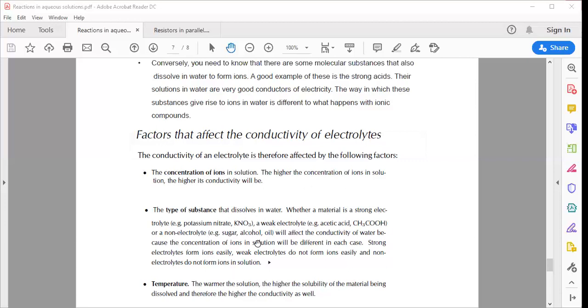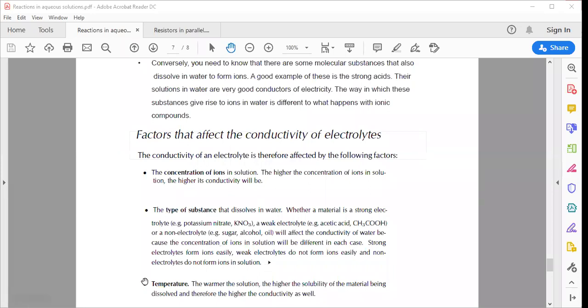Then the next one, you've got your sugar. Sugar, we said it's a molecular compound, therefore it won't form ions. There are no ions present, so it won't conduct electricity. Strong electrolytes form ions easily. Weak electrolytes do not form ions easily, and non-electrolytes do not form ions in solution. So that's the type of substance.